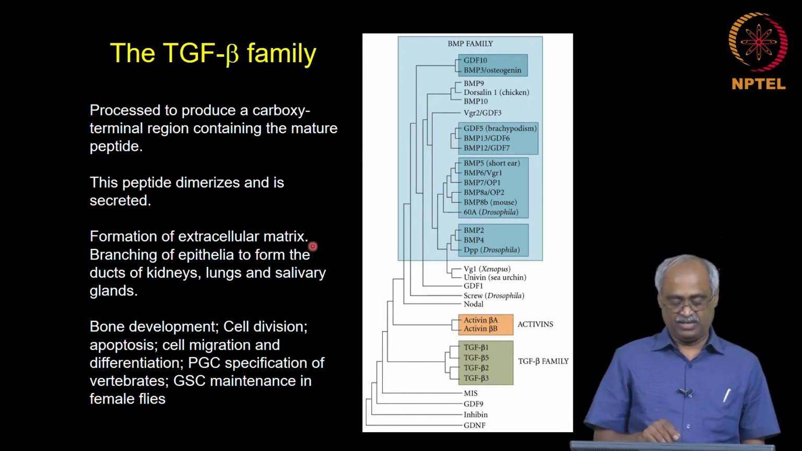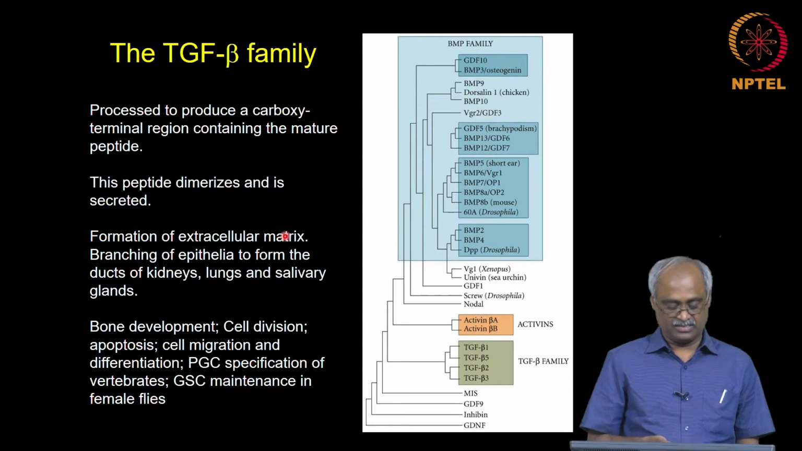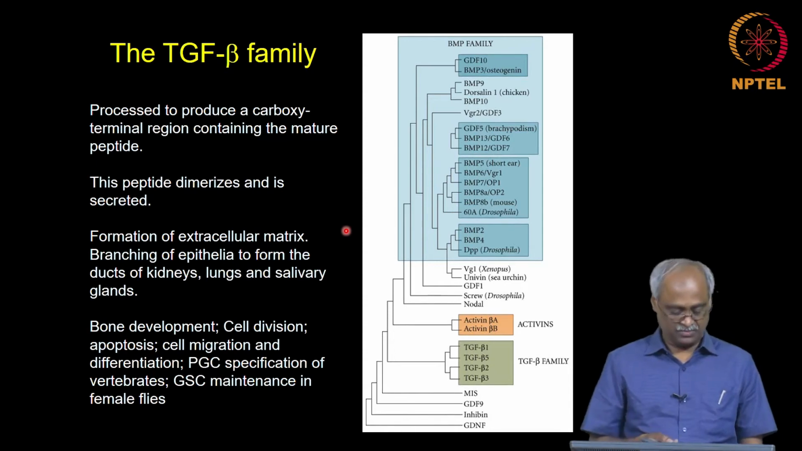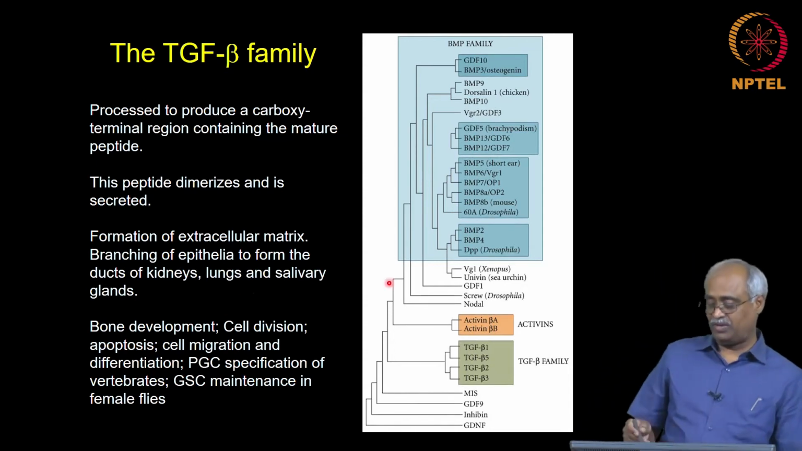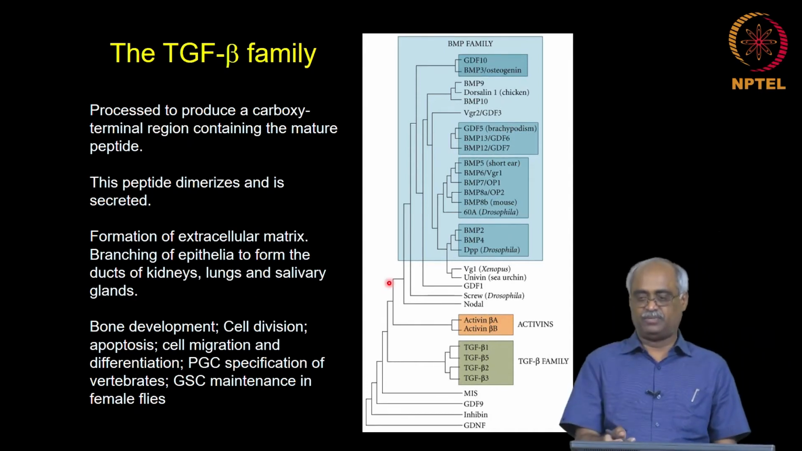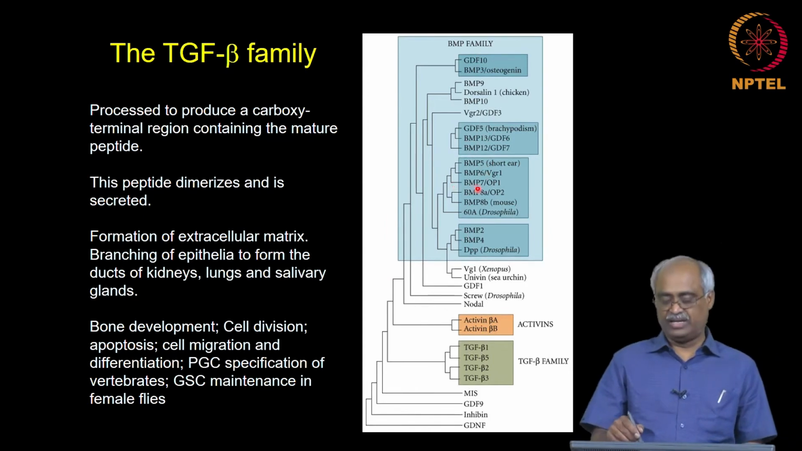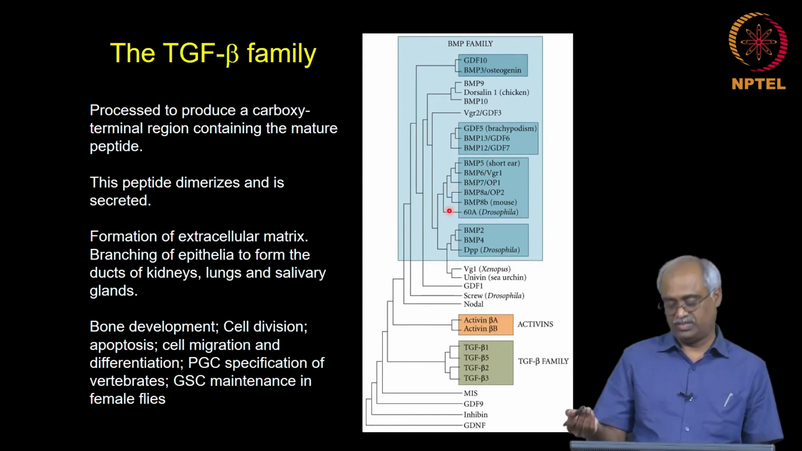So it is required for extracellular matrix. Very soon you will see the importance of extracellular matrix in development. Then branching of epithelia to form ducts of kidneys, lungs, salivary glands, like wherever you need to have epithelium for tube formation. It is required for bone development. One of the family, bone morphogenetic factor, this BMP, here you see this, and they were originally discovered for their ability to promote bone formation.